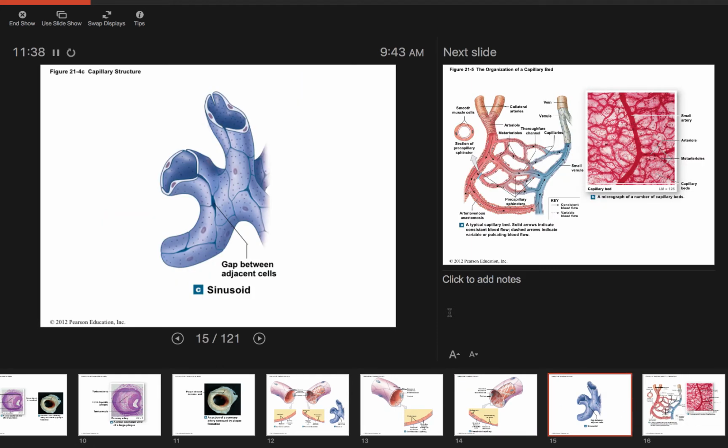The last type of capillary that we see is called the sinusoidal capillary. The sinusoidal capillary is just like the continuous because it only has the one layer. It also has the pores, so it's just like the fenestrated, but in addition to that, it has big gaping holes in between the simple squamous cells. So now we've got big holes in between the cells so that large things can get through them. All right, so where we find this is in the liver.